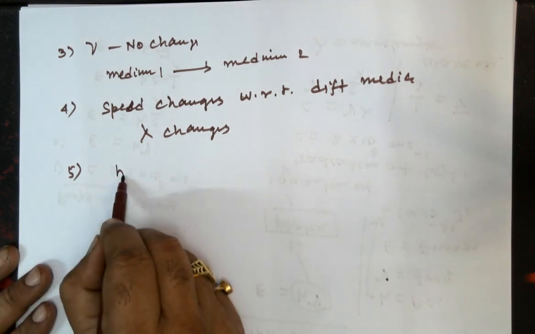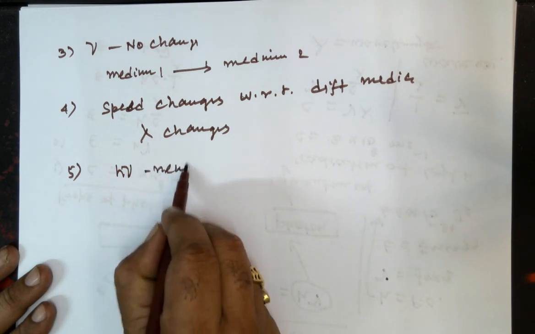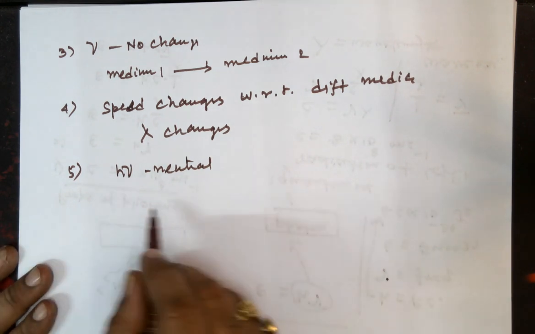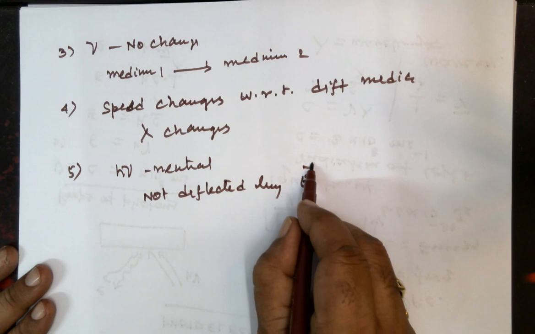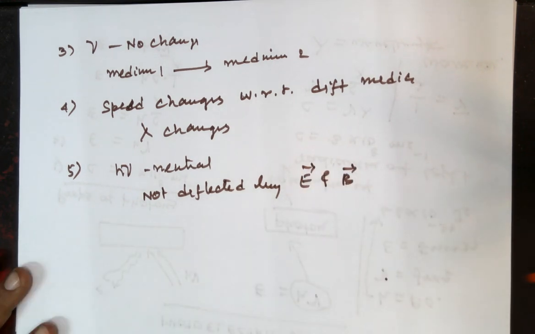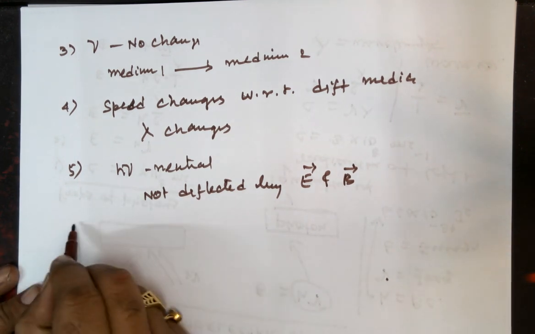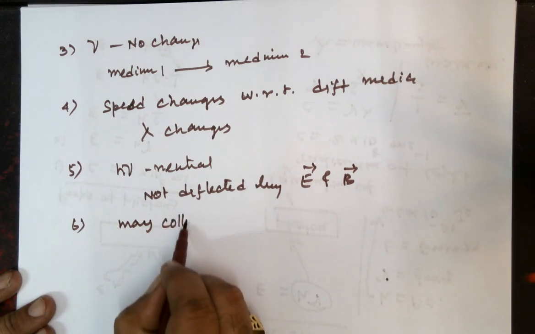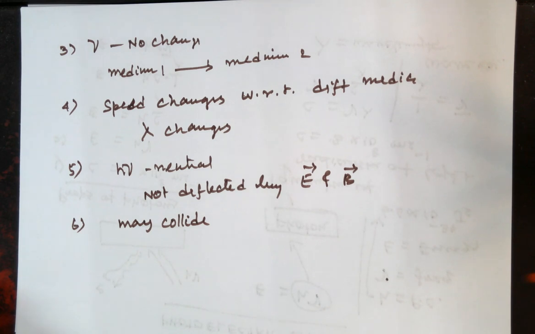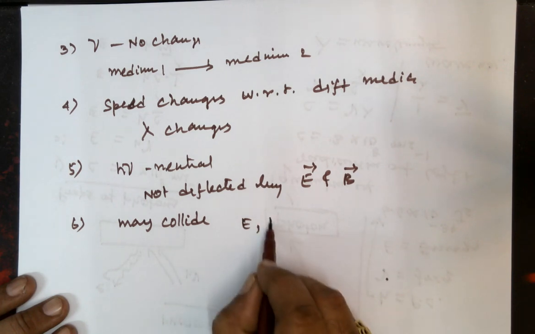In fact, these photons are electrically neutral. Therefore, they are not deflected by electric field and magnetic field. However, they may collide with a material particle. So the total energy and the total momentum remain conserved as per the conservation of collision. So energy is conserved, the momentum is also conserved.